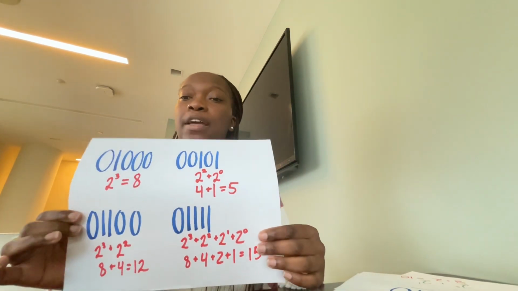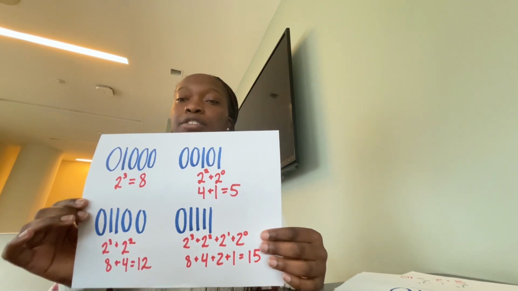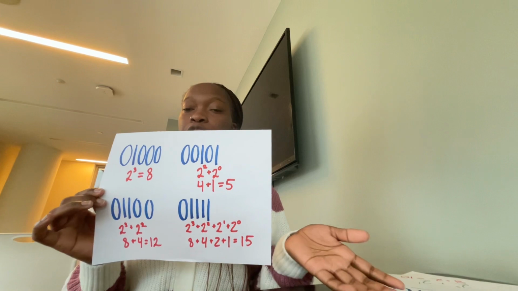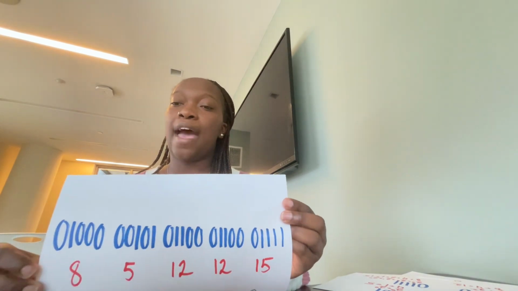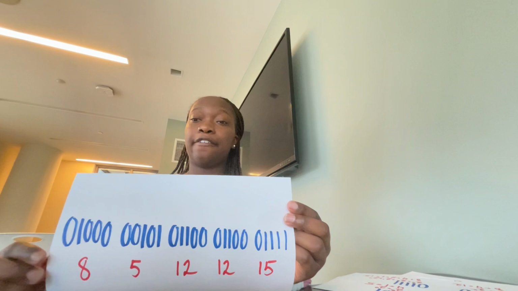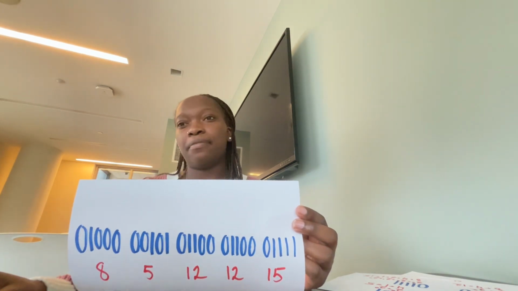And then in our final byte, we saw 1, 1, 1, 1, 0, which is 2 to the 0th plus 2 to the first, second, and third, which is 8 plus 4 plus 2 plus 1, or 15. So now we see that our hello, we have 8, 5, 12, 12, and 15. Now to get from this to the alphabet is very simple. We simply count the numbers that correspond with the alphabet.